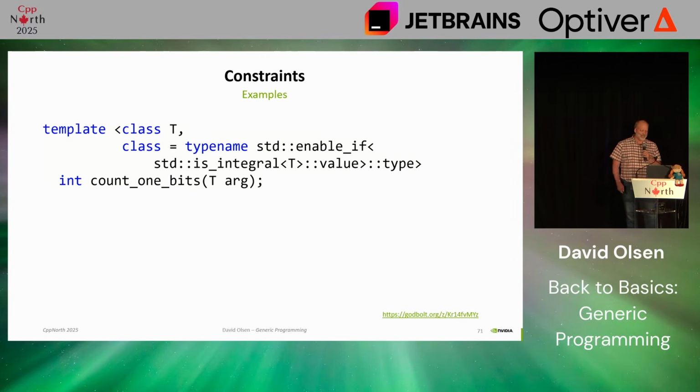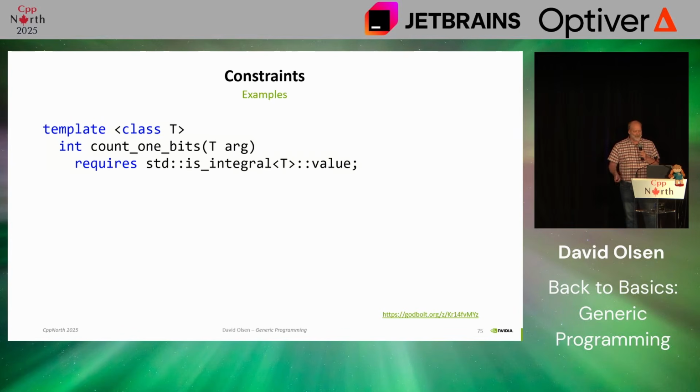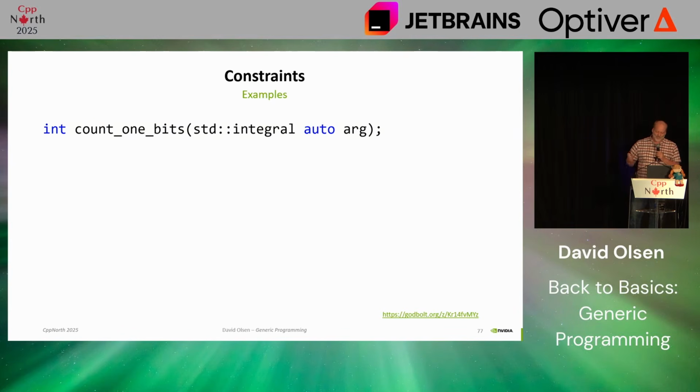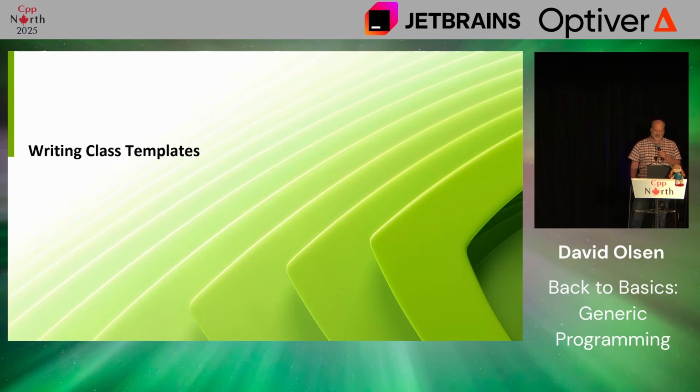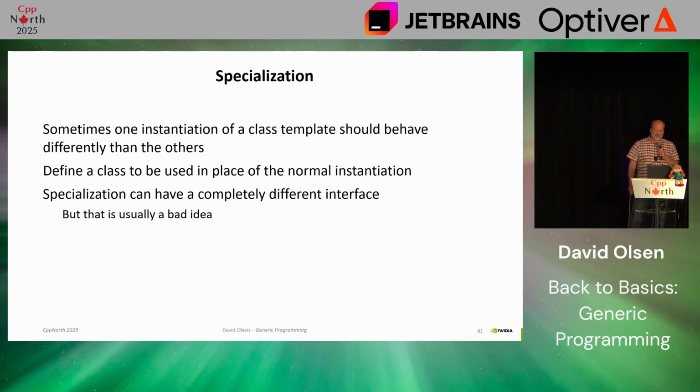enable_if on the return type, or enable_if on a dummy template parameter, or a requires clause that checks a type trait or a concept in the template parameter, or a trailing requires clause that checks a type trait or a concept, or a C++20 constrained auto function parameter. This is a template, despite the lack of the template keyword. Writing class templates. Keep it simple. Document the expectations on template parameters, with constraints if possible.